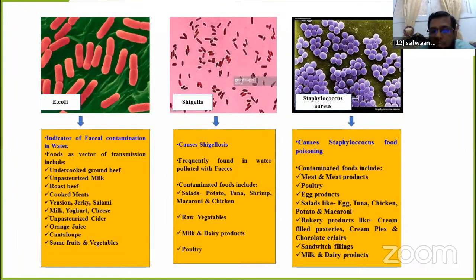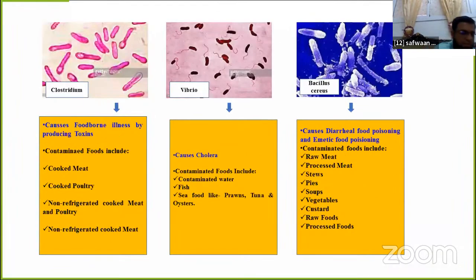Staphylococcus aureus causes staphylococcus food poisoning. It contaminates foods, including meats, meat products, poultry, egg products, salads, bakery products, sandwiches, milk and dairy products.